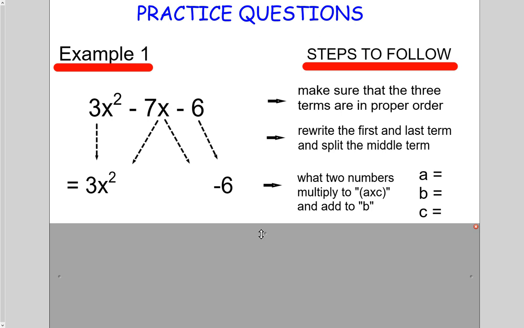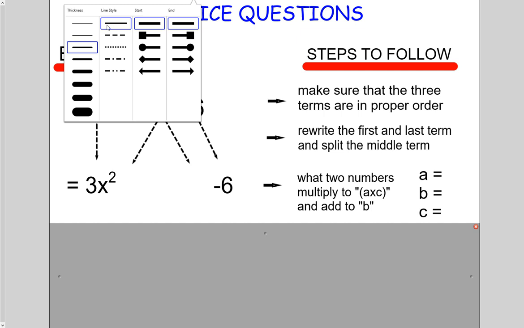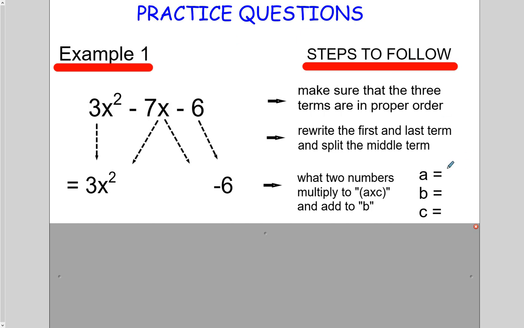We're going to have to figure out the two numbers. So if you have a look at my a, b, and c on the sides here, my a term that's in front of the x squared is a 3. My b term is a negative 7. And my c term is a negative 6. And we need to figure out two numbers that are going to multiply to a times c and are going to add to b. So a times c in this case is negative 18. So we need to find two terms that are going to multiply to negative 18 and are going to add to negative 7.